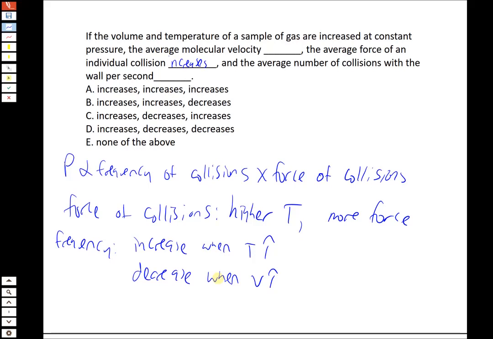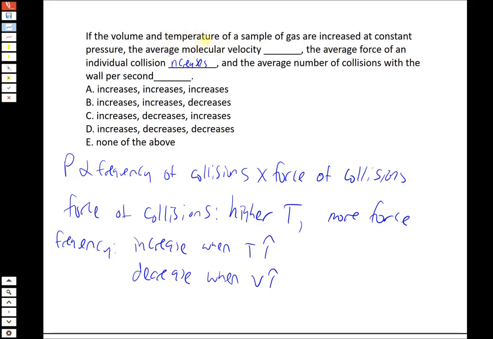So in this problem here, we have two competing things. We're increasing both the volume and the temperature. So by itself, increasing the volume would decrease those collisions. But then increasing the temperature by itself would increase the frequency of collisions. So both of those are kind of working against each other. Now before we get to that, let's talk about the first part. I forgot to talk about the first part.